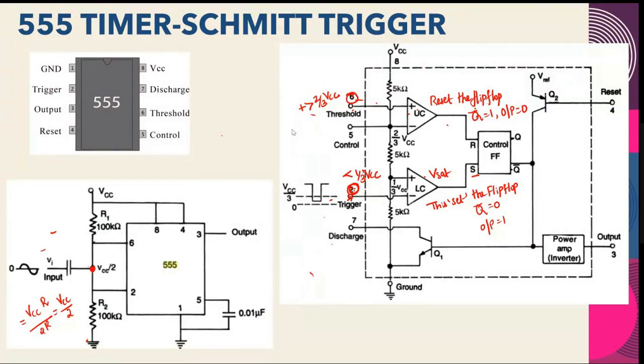So how will this act as a Schmitt trigger? Consider there is a, I'll draw it here, then we will see the waveform later.